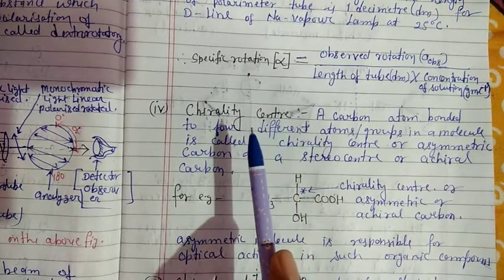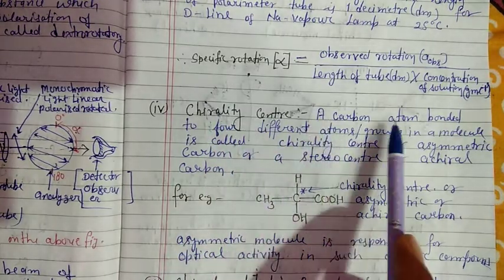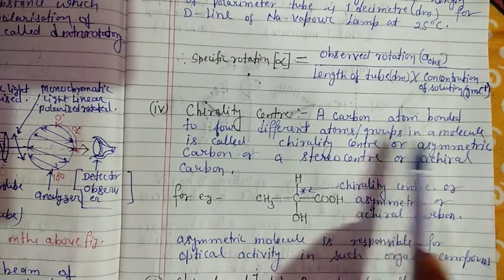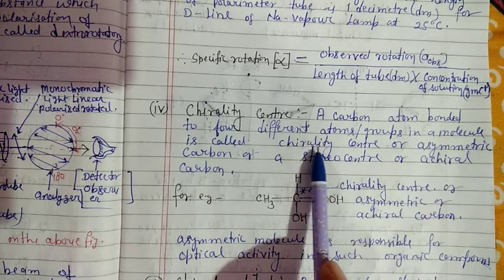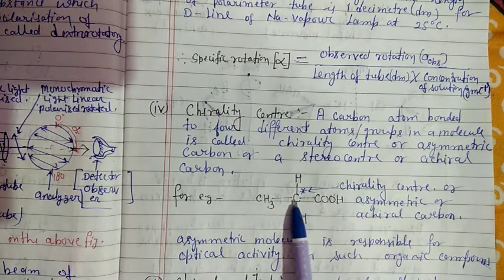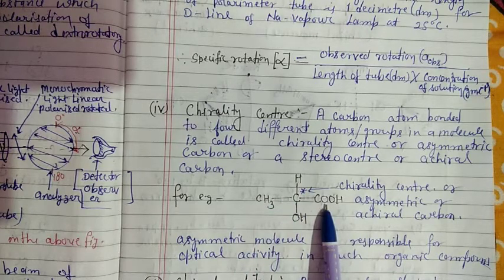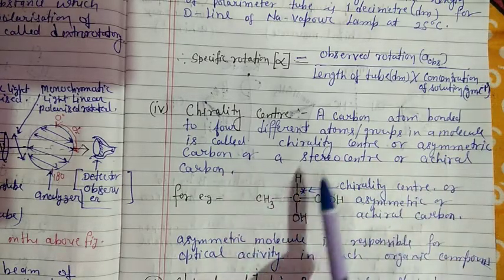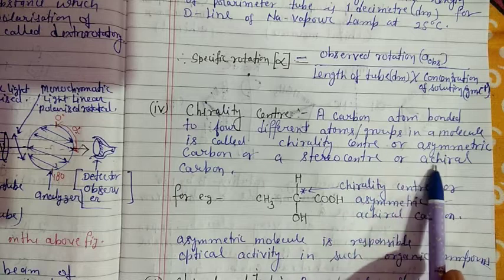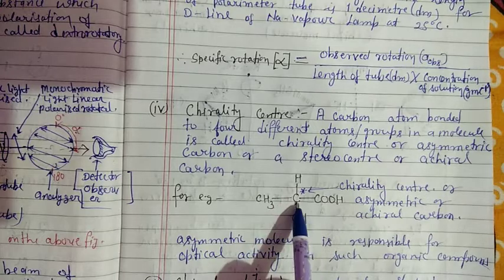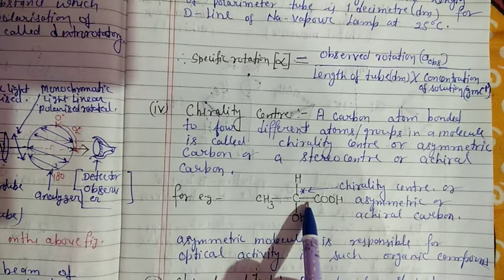What is a chirality center? A carbon atom bonded to 4 different atoms or groups in a molecule is called a chirality center. A carbon atom attached to 4 different atoms or groups is called a chirality center, or asymmetric carbon, or stereocenter, or chiral carbon. Dear students, you see here this carbon atom attached to 4 different atoms or groups.